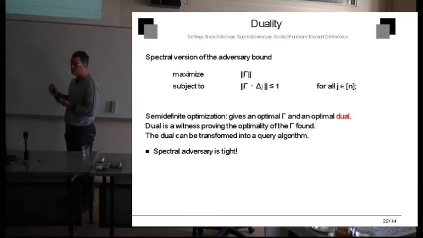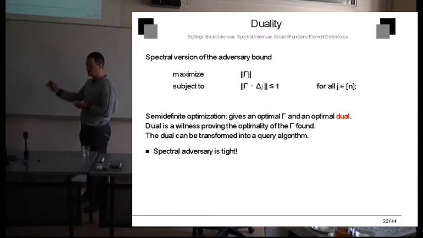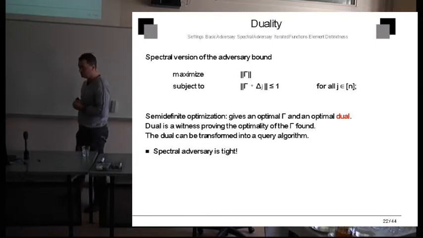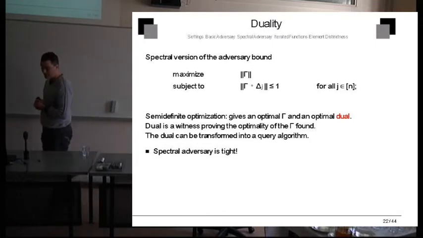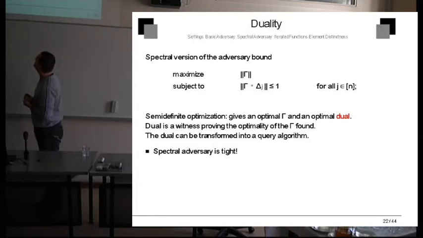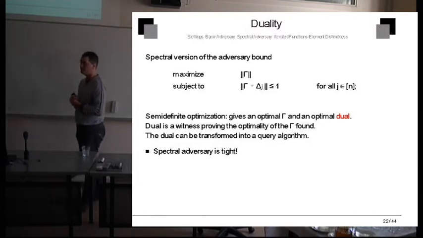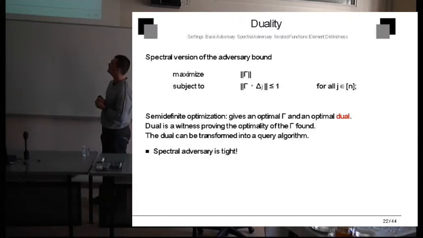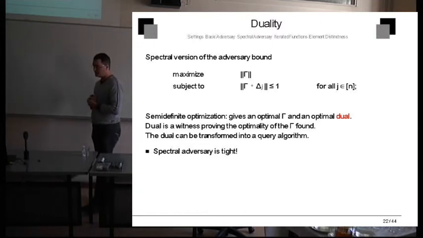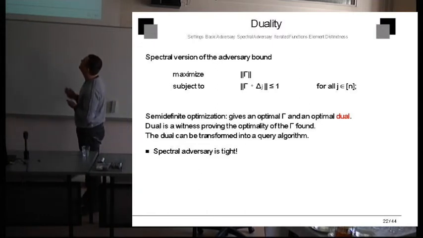That is a certificate that shows that the gamma that has been found is the best optimal. So no gamma can achieve a better spectral norm with these constraints. And the interesting thing is that the dual can be transformed into a quantum query algorithm with the same complexity. So this means that the spectral adversary is tight. For any function, no matter what function you take, the optimal value of this optimization program is tight.